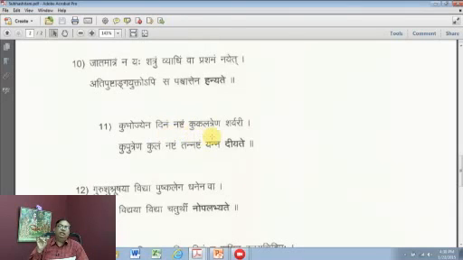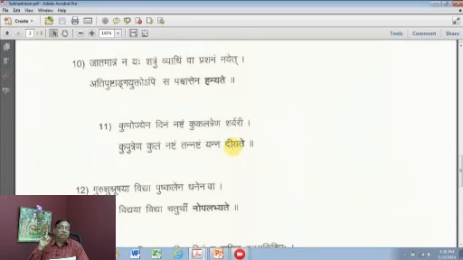Ku kalatrena sharvari. With a bad wife, kalatra means wife, kubharya. Kubharyaya sharvari ratri nashta bhavati. If you have a bad wife, then the whole night is spoiled, fighting. You understand in your own way. So night is lost by having a bad wife. Kuputrena, with a bad son, kulam nashtam, your family is lost. He will bring a bad name to the entire family. Kuputrena kulam nashtam.